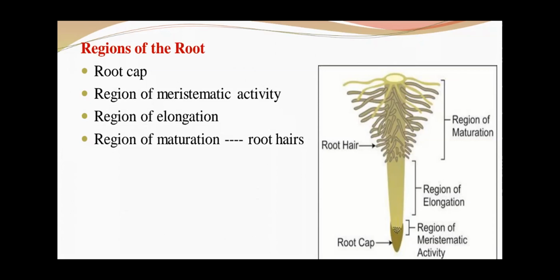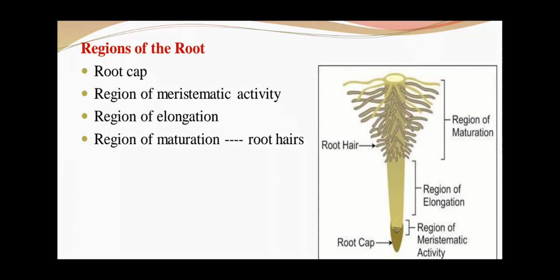Next, we have the region of meristematic activity. You can see in this particular figure, the cells of this region are usually very small, thin walled, and have dense cytoplasm or protoplasm. These are the actively dividing cells. They divide repeatedly. Then, proximal to this region, there is the region of elongation. The cells of the elongation zone are responsible for the growth of the root in length. Then these cells of the elongation zone gradually differentiate, and finally they mature to give rise to the region of maturation.